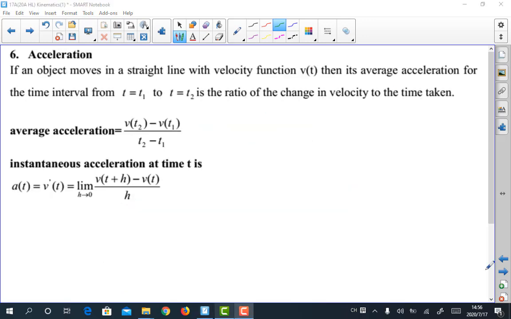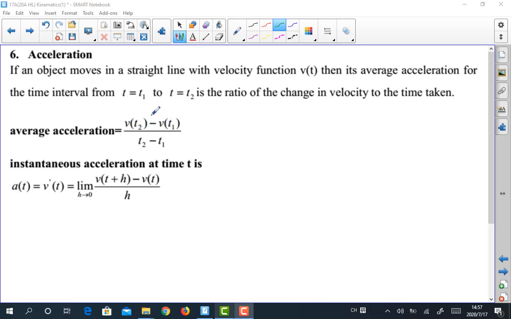Likewise, let's look at acceleration right now in section 6. If an object moves in a straight line with velocity function v of t, then its average acceleration for the time interval from t1 to t2 is the ratio of the change in velocity to the change in time. So the average acceleration should be the gradient or the slope of a chord between 2 points on the velocity function.